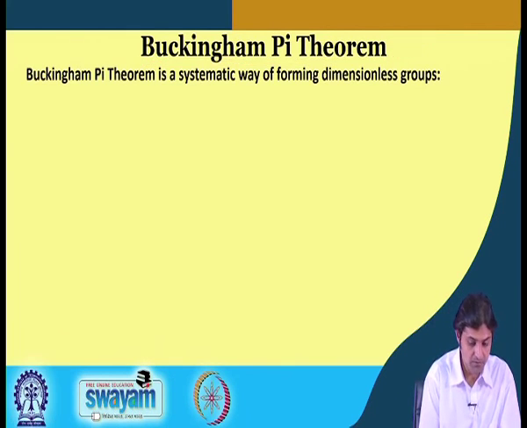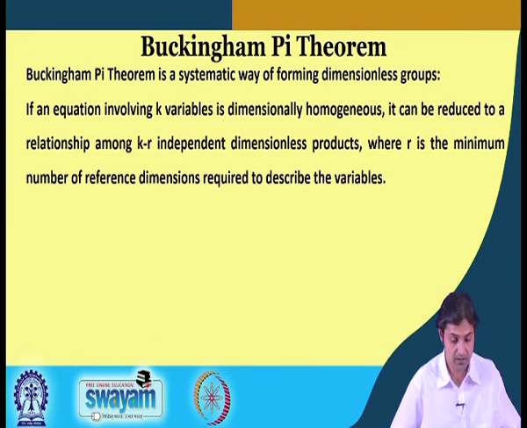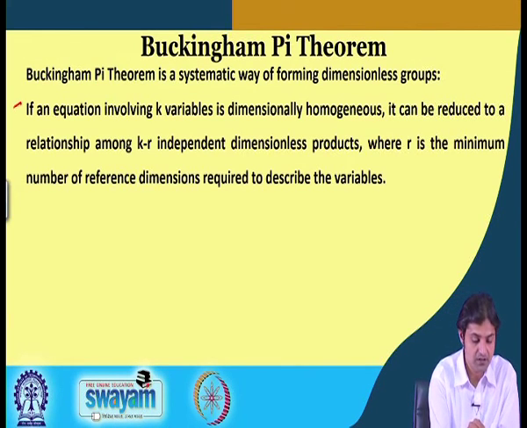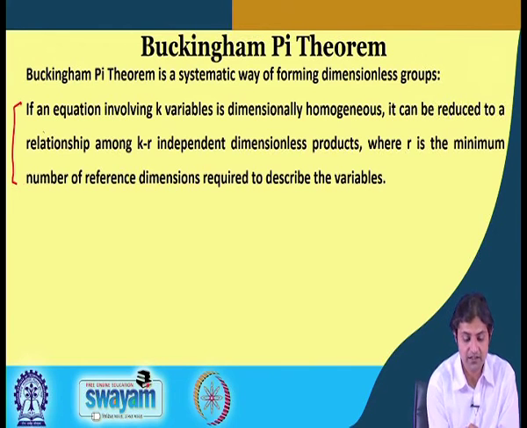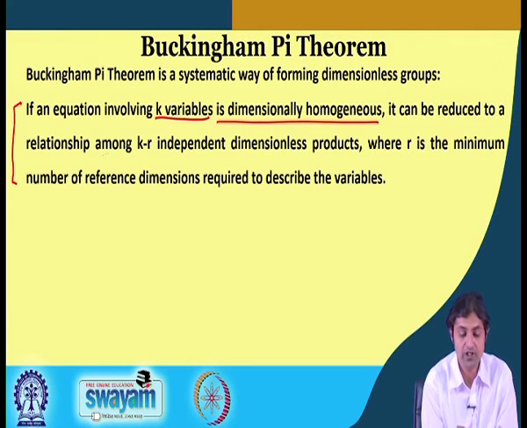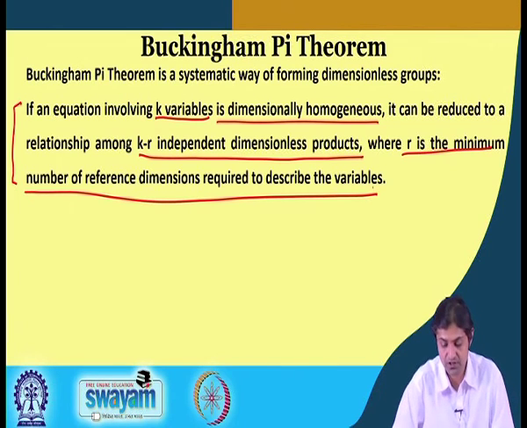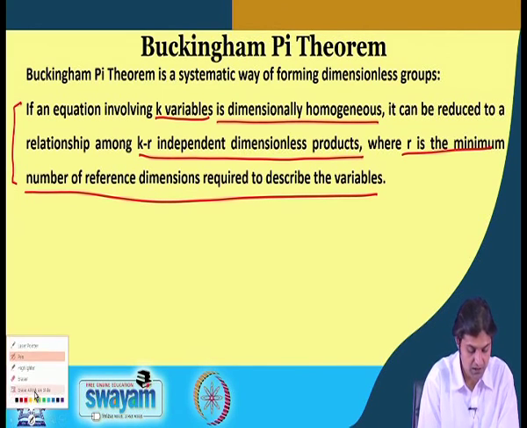The Buckingham Pi theorem is a very systematic way of forming dimensionless groups. If you follow those steps carefully, you will always be able to solve any problems related to dimensional analysis. So, what does the theorem say? It says that if an equation which involves k variables is dimensionally homogeneous, then it can be reduced to a relationship among k minus r independent dimensionless products, where r is the minimum number of reference dimensions required to describe the variables.